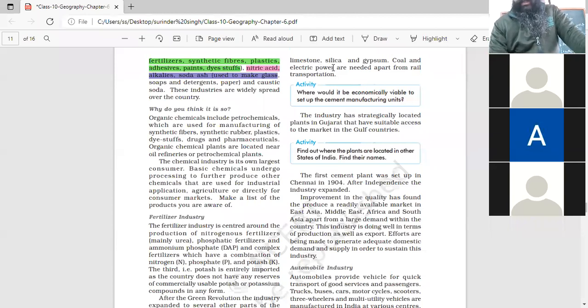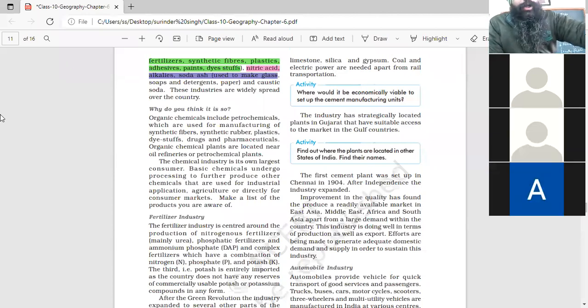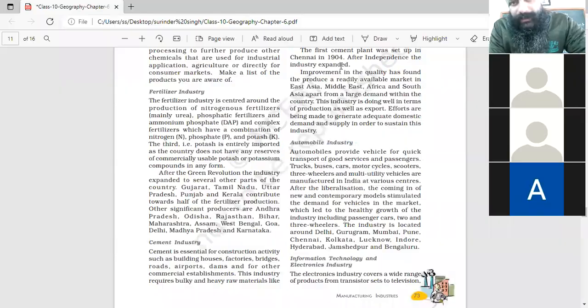These products are widely used in day-to-day life. Organic chemicals are also used in petrochemicals for manufacturing synthetic fibers, synthetic rubber, plastics, dye stuffs, etc. Clear? That's why we'll discuss fertilizer industries tomorrow. Any questions?